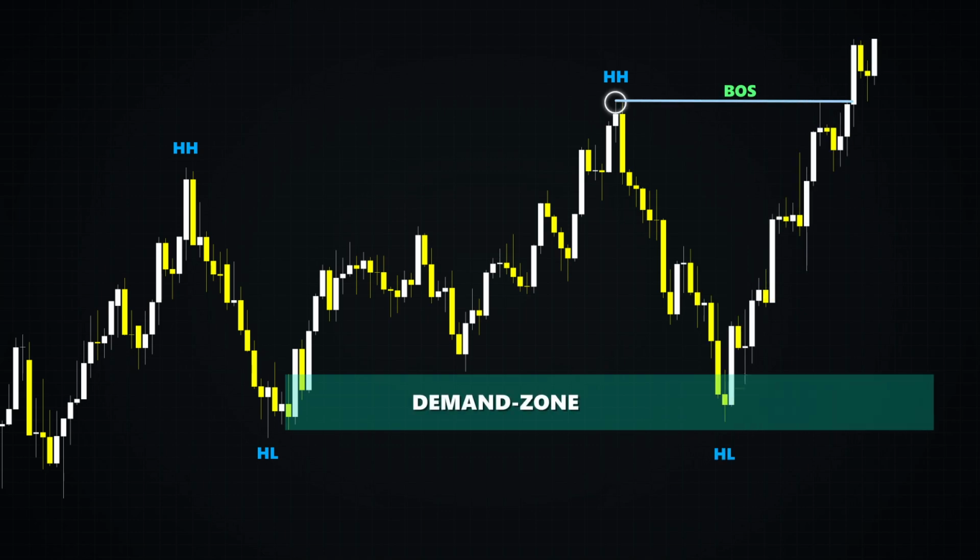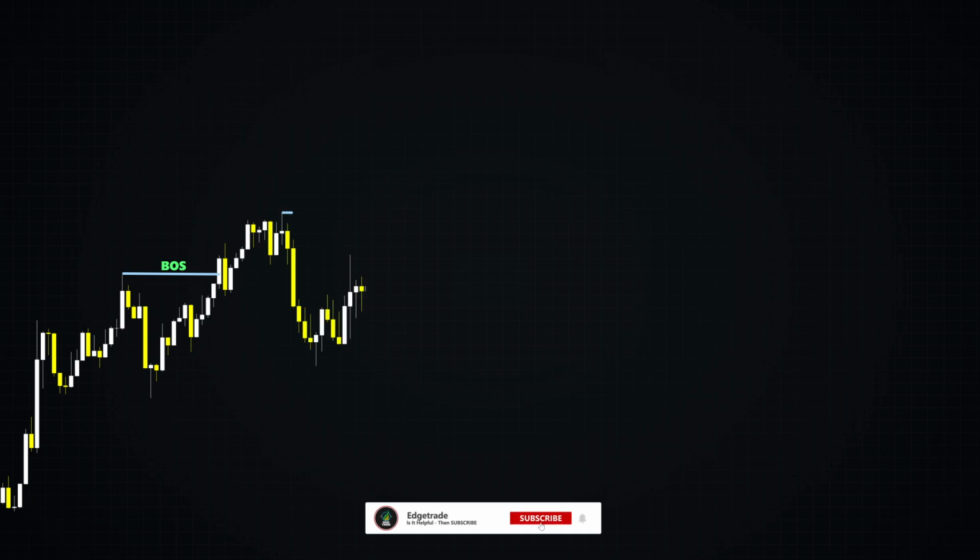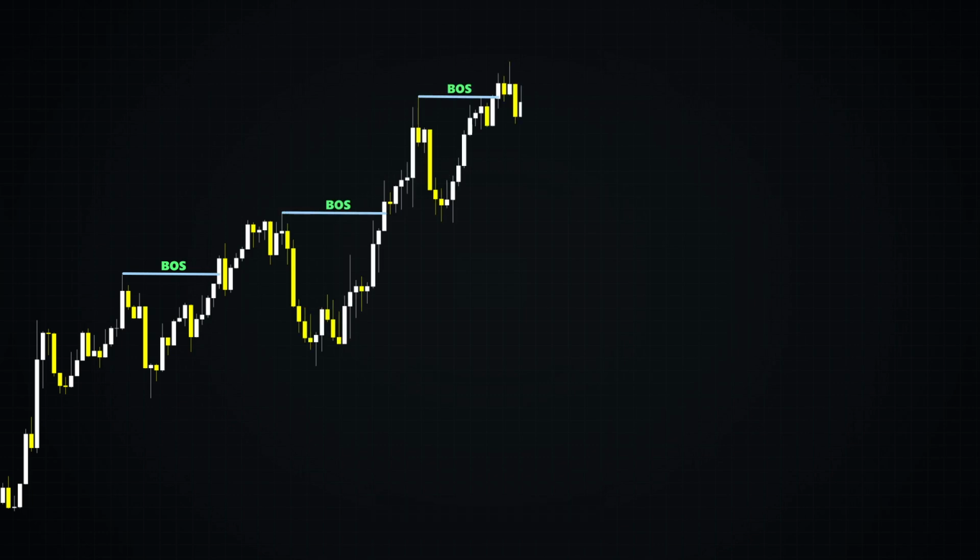It tells you the uptrend is still strong. You can draw a line across the last high to mark it. Once price breaks and closes above that line, that's your confirmation. It means the market is still bullish. Now let's talk about change of character. This one tells a different story. Let's say the market was in an uptrend, but this time, price doesn't break the last high. Instead, it forms a lower high and then breaks below the last low. That's your change of character.